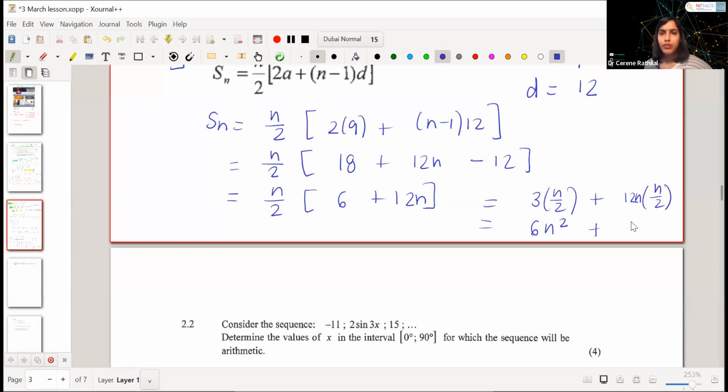Let's see, why did I do that? Because I divided it. I was distributing. It was that multiplied to that, and that multiplied to that. Okay, so I think we're happy with the first term. 12n times n over 2 is 6n squared. And then we've got 6 divided by 2, which is 3 times n.